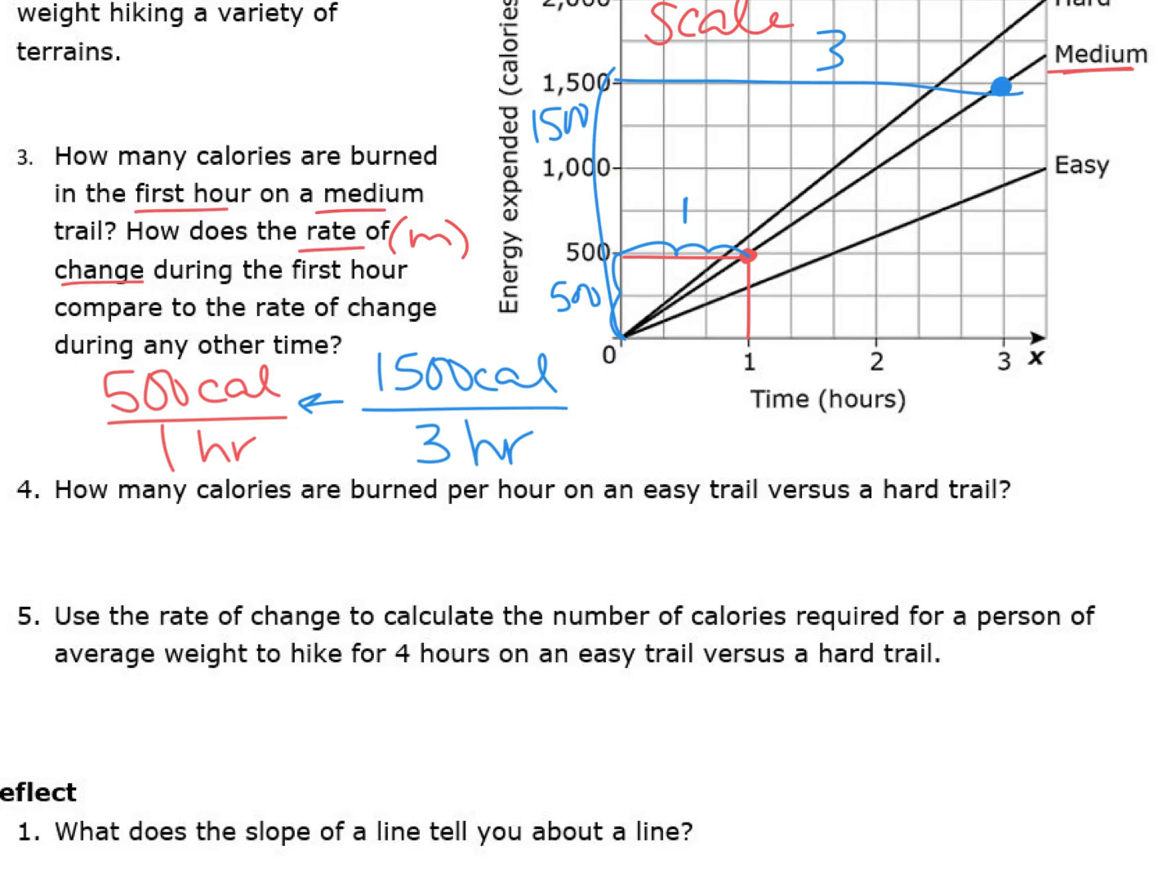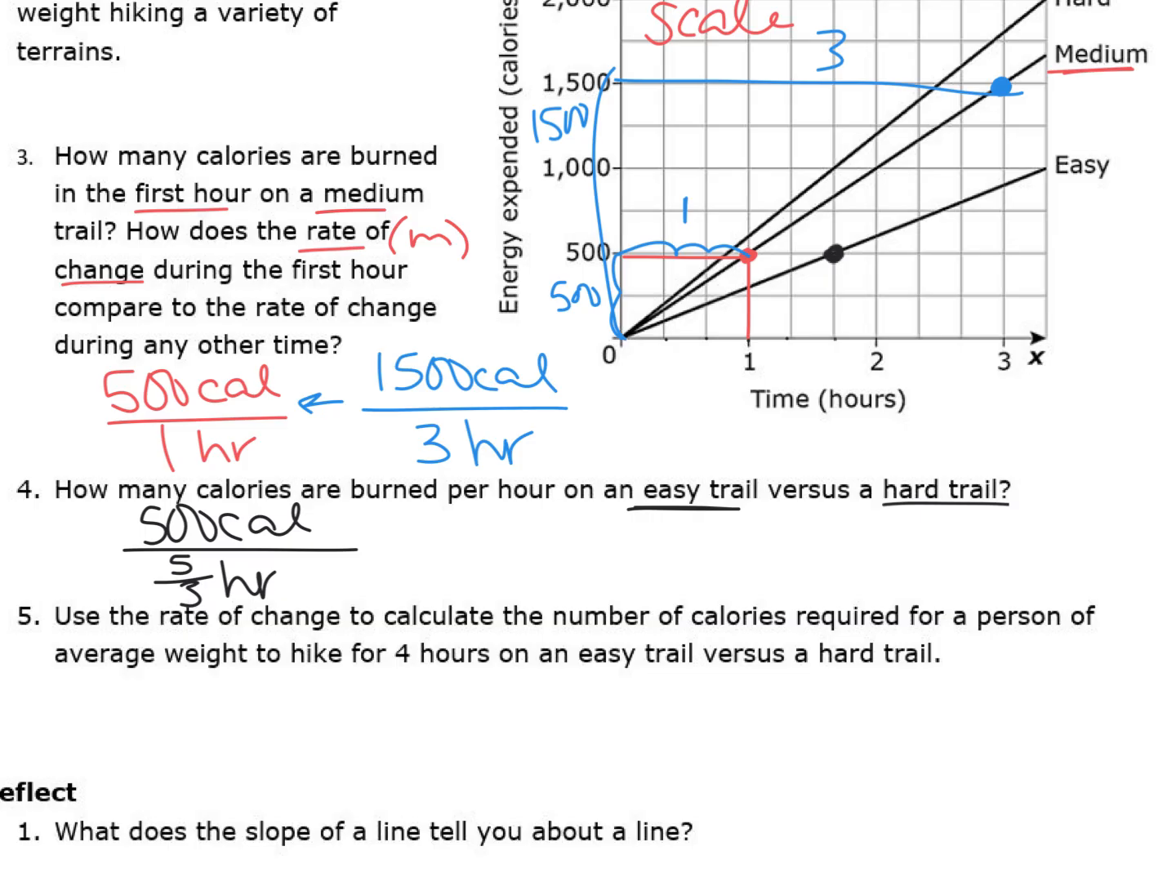What about on an easy trail? How many calories did we burn on an easy trail versus a hard trail? So here's my easy trail. And you want to look for these nice, pretty numbers. If I'm here on my easy trail, we've got 500 calories. And if you notice, this is 1/3, 2/3, 3/3, 4/3. We're going to call it 5/3. Don't write it as a decimal because it's an ugly fraction.